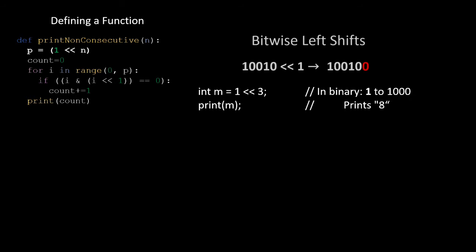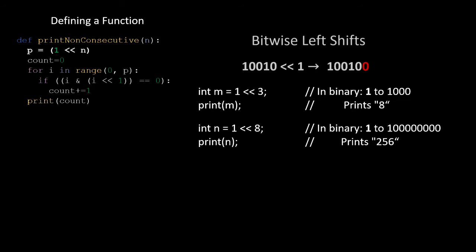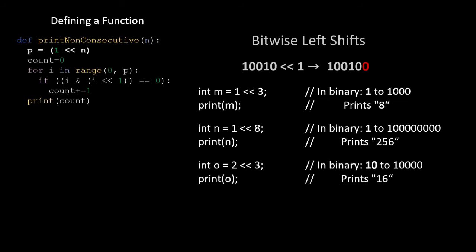And we have examples of these when 1 is left shifted by 3 places. So in binary it's shifting from 1 to 1 triple 0, shifting 3 places and putting 3 zeros. So in decimal it will be 8. If we have another example, 1 left shifted by 8, so in binary it becomes 1 and 8 zeros, becoming 2 power 8, that is 256.